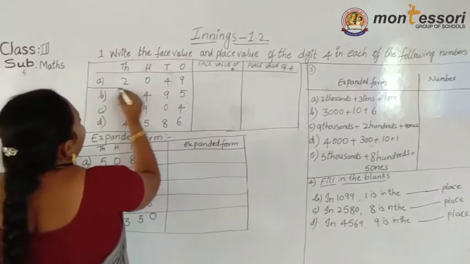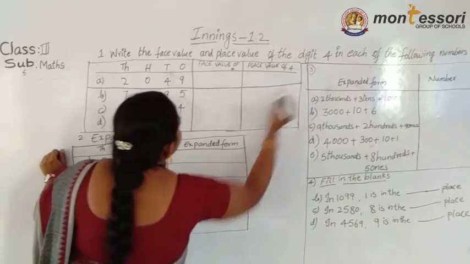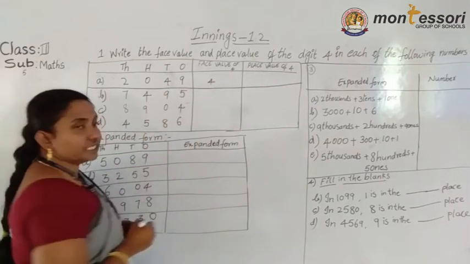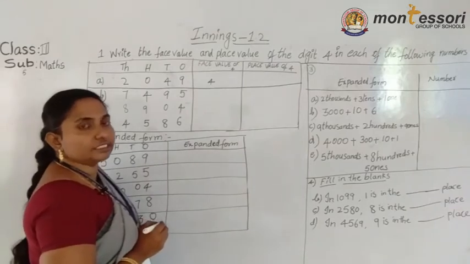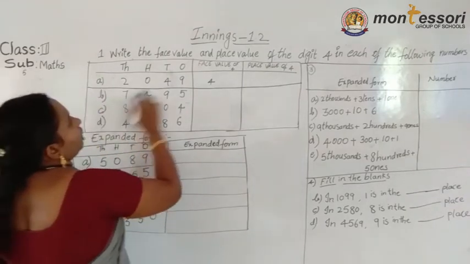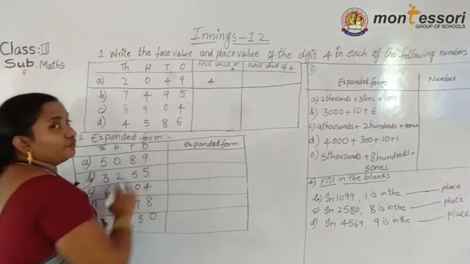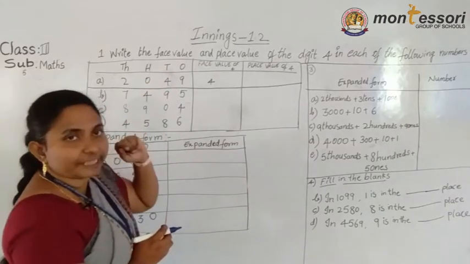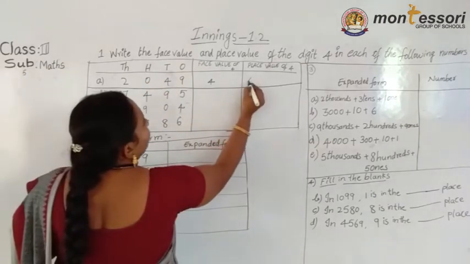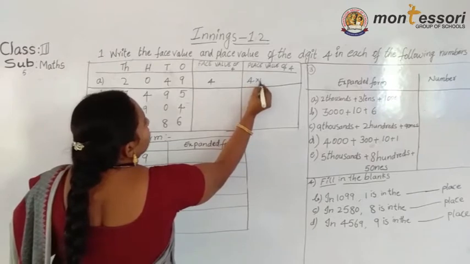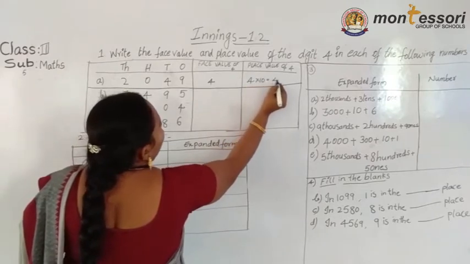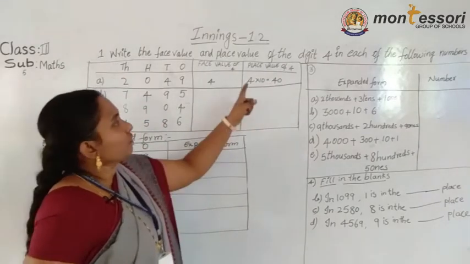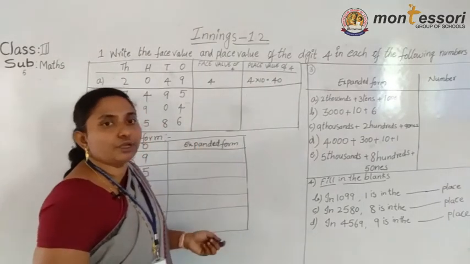For example, 2049 is the first problem. Face value: we write 4 as it is. Place value means in which place is the 4? Tens place. So 4 into 10 is equal to 40. You can write 40 directly, or write 4 into 10 also, no problem.